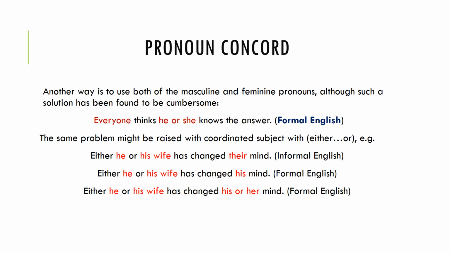But in formal English, they have two forms. Either we say it with the masculine pronoun or with the two pronouns. So they say the sentence in the following way: either he or his wife has changed his mind, or either he or his wife has changed his or her mind.